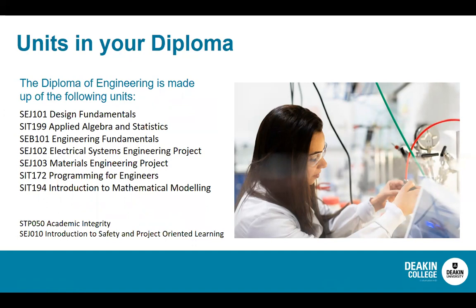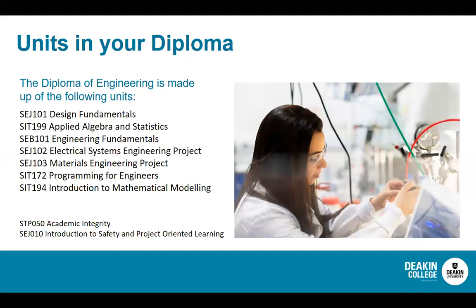SCP 101, Engineering Fundamentals, looks at the fundamentals of physics and how you can apply them in engineering. SEJ 102, Electrical Systems Engineering Projects, teaches the basics of electrical systems as well as electrical components and electrical fundamentals. SEJ 103, Materials Engineering Project, looks at materials, material selection, material properties. SIT 172, Programming for Engineers, is your Introduction to Programming unit. And SIT 194, Introduction to Mathematical Modeling, is our second mathematics unit that looks at mathematical modeling principles.